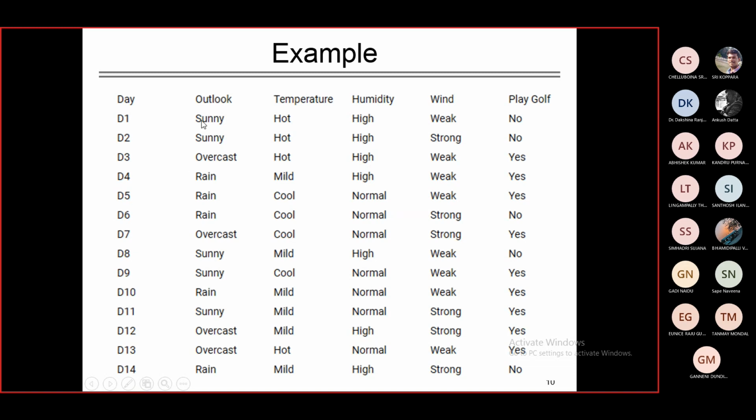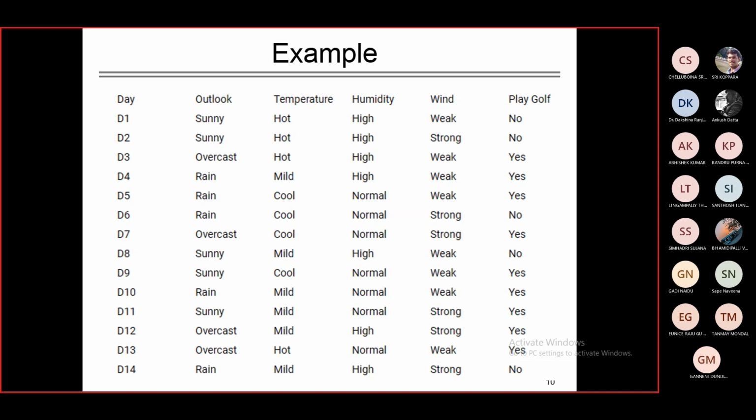Okay, so based on these attributes, we have to first compute the information. First, we will compute the entropy of the entire data set. Then we will compute the information gain, and based on the information gain, we have to choose a particular attribute, and that attribute will become the root node of the constructed decision tree.